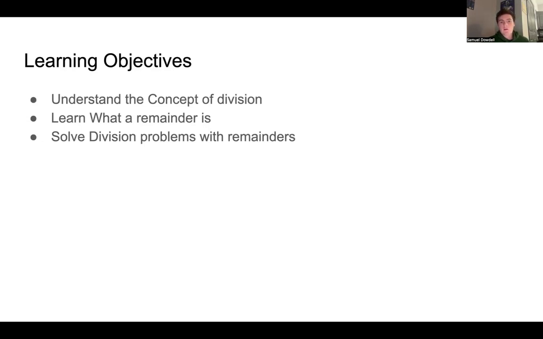Not only learning what it exactly is, but why it is what it is and why it's there and what's the point and use of it. And then finally, I want to be able to solve division problems with remainders, so that we can get a real grasp of what we're doing and solving these problems with the remainders.